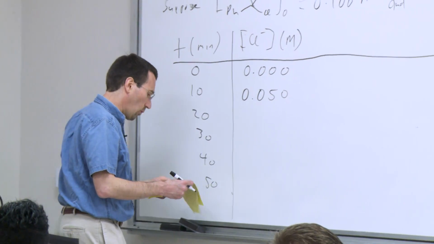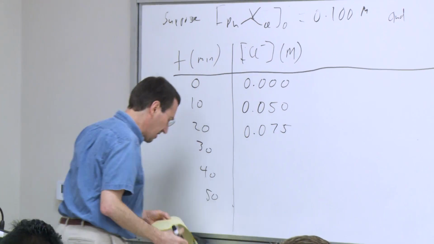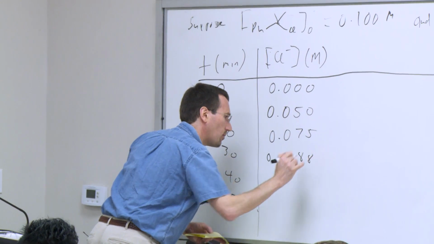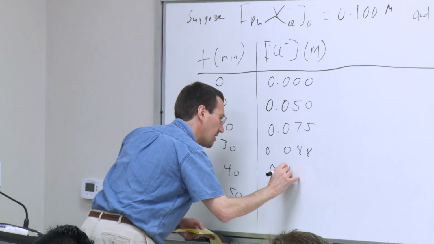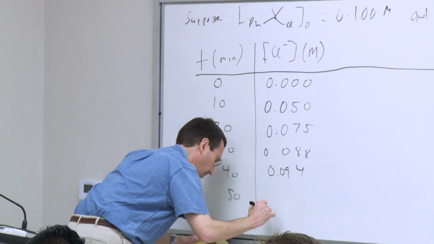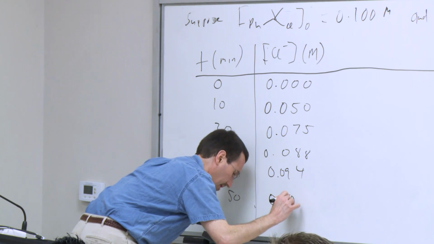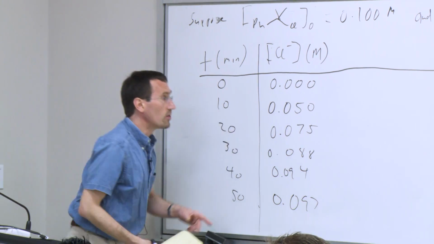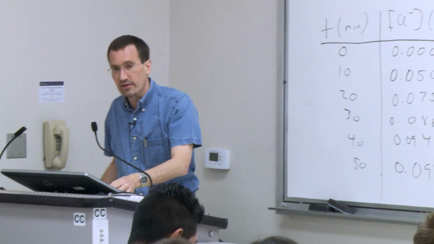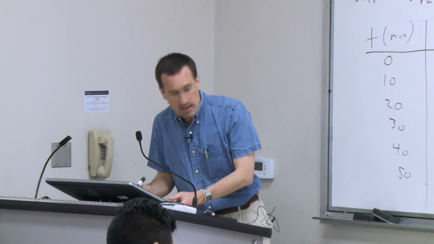So I'm just going to give us one data set. So we'd expect 0.75. And remember, I'm fudging the data here. And at 3 half-lives, we'd expect 0.88. And at 4 half-lives, we'd expect 0.088, 0.094, 0.097. So this is, again, a hypothetical data set that I've just pulled out of thin air that I now want to analyze and get the rate constant.